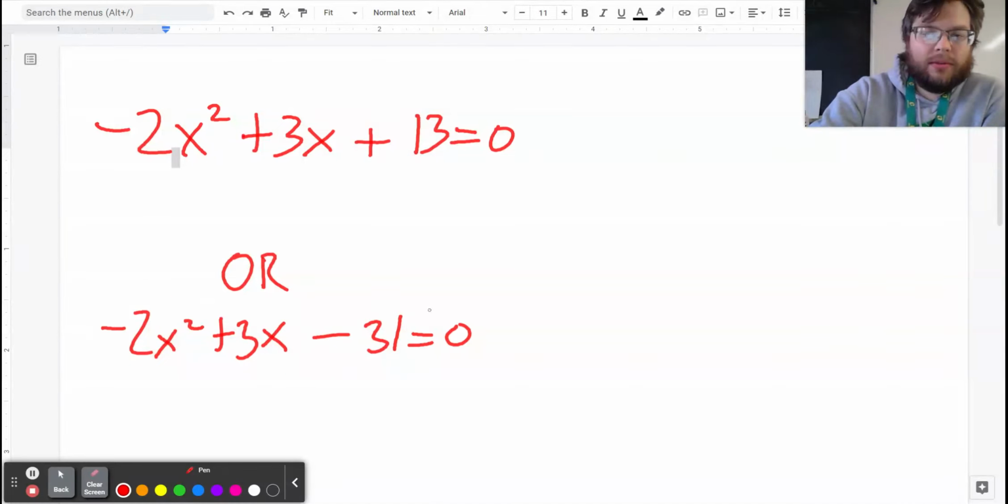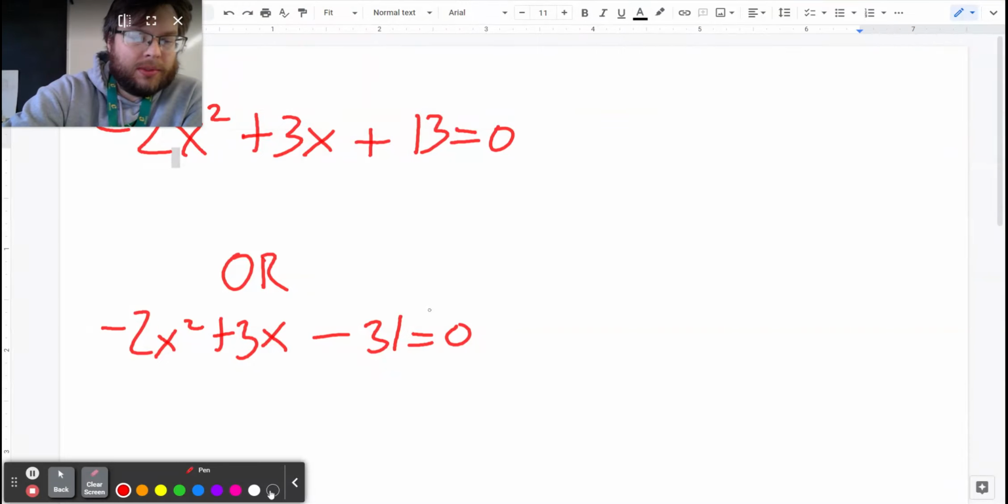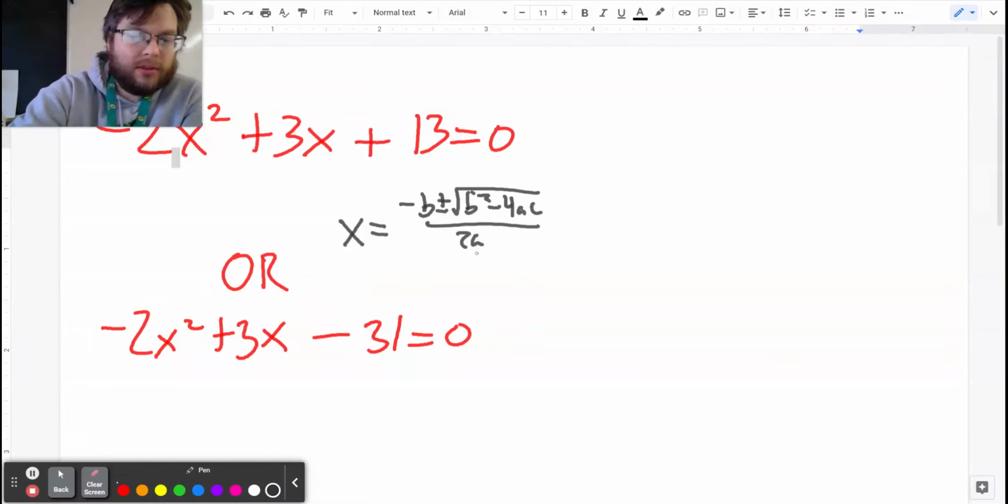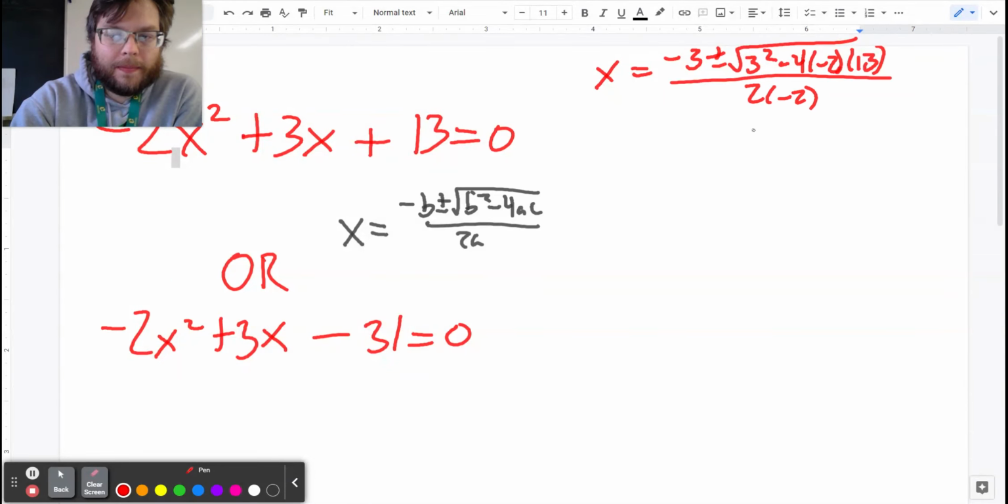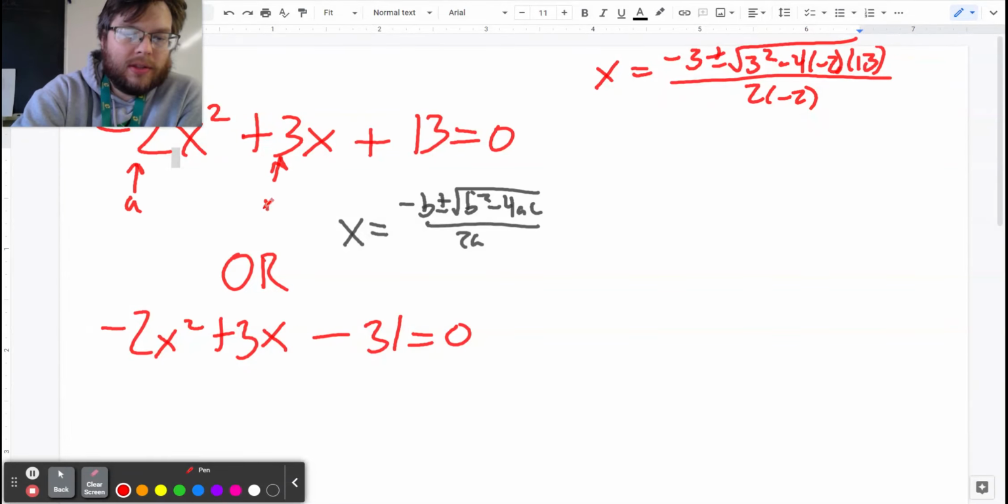So let's run through the quadratic formula. I'll do it on both of these problems. I'm going to use the same formula. I'll just write it here in the middle. Negative b plus or minus square root b squared minus 4ac over 2a. For the one on top, I'm going to have negative 3 plus or minus square root 3 squared minus 4ac all over 2a. So I'm taking the a, b, and c. This is a, this is b, and this is c.